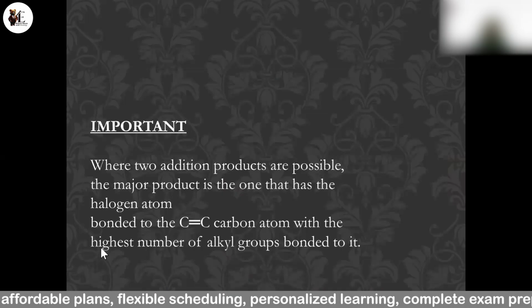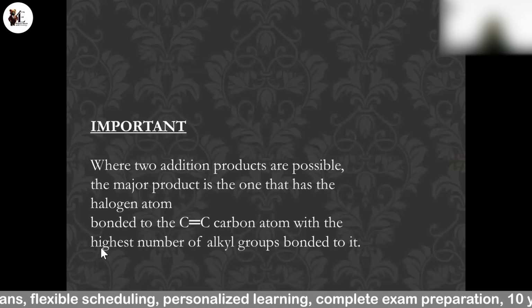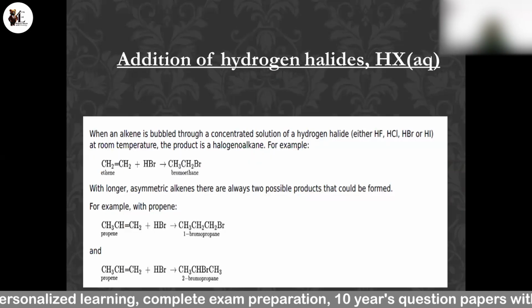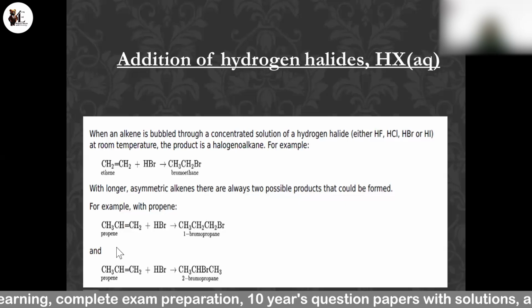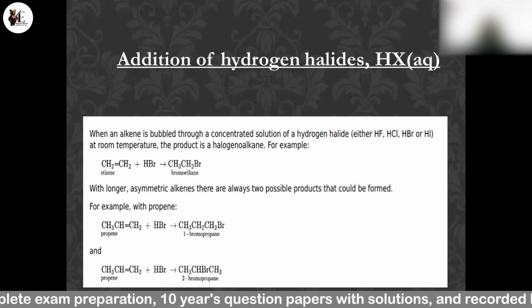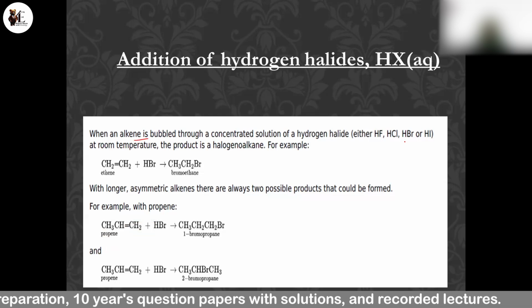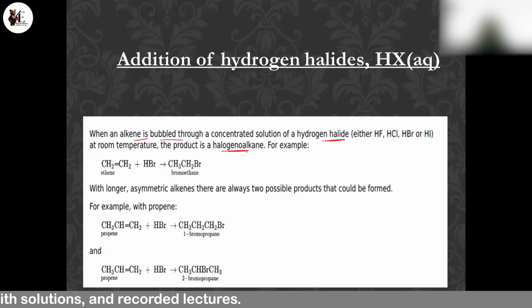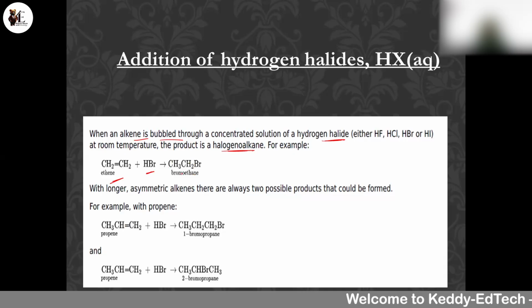The next reaction is addition of hydrogen halide. Hydrogen halides like HCl, HBr. See, this reaction is very important, so look at this carefully. When an alkene is bubbled into a concentrated solution of hydrogen halide at room temperature, the product is a halogenoalkane. That means an alkane in which a hydrogen is replaced with a halogen. So this is ethene. When HBr reacts with it, we get bromoethane.